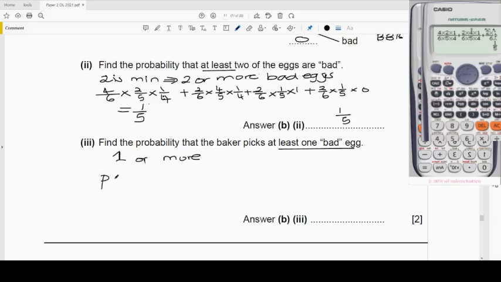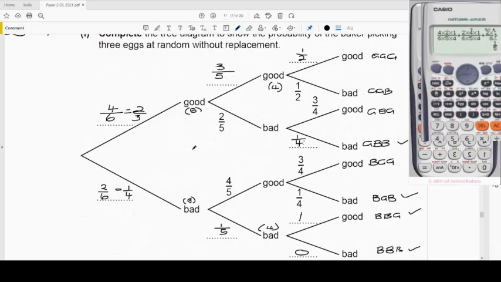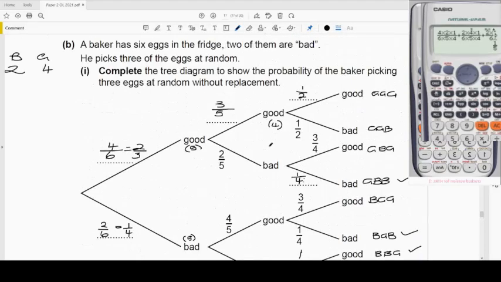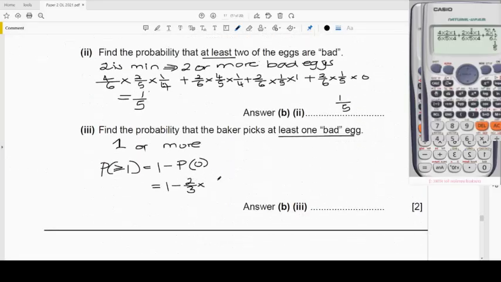Okay, so probability that it is greater than or equal to 1, that means at least 1. This is 1 minus the probability of picking 0. Okay, so that's easier to do because there's only one way of having 0 bad eggs. Let's see, and that is to pick all of them good. So if you work this out, we have 2 over 3 times 3 over 5 times a half, and then you subtract that from 1. So this is equal to 1 minus 2 over 3 times 3 over 5 and then times a half.